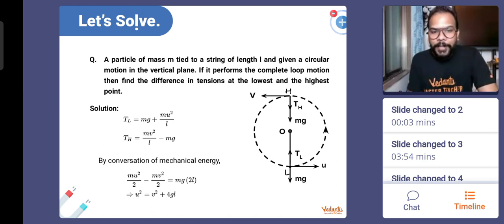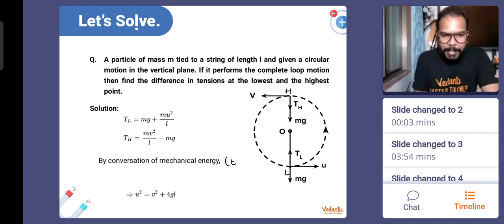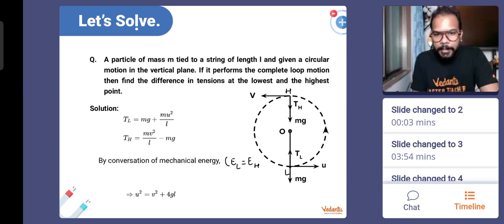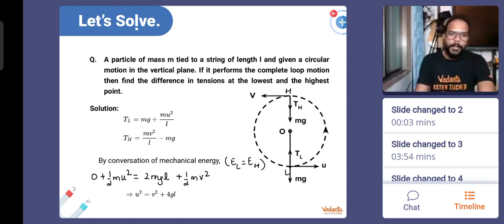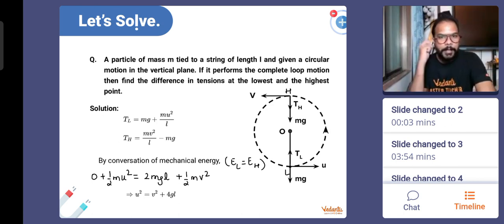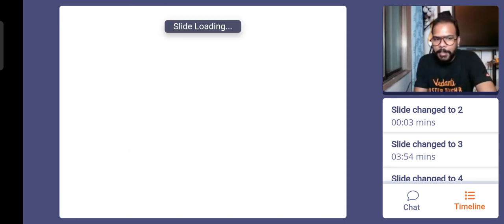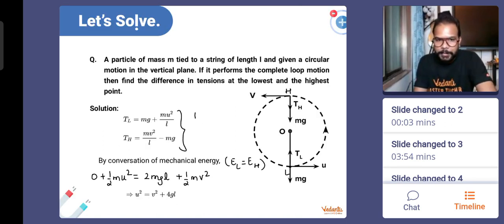If we talk about the law of conservation of energy from here, we are basically trying to write the energy at L and the energy at H. At L, the potential energy is 0, and the kinetic energy is half m u square. At H, the potential energy is 2 mg L, and the kinetic energy is half m v square. So we will be using these two equations. From here, our objective is to find the difference, so we will do TL minus TH, lowest point minus highest point. When we do that, we will see that the equation comes out to be this. You can try this.